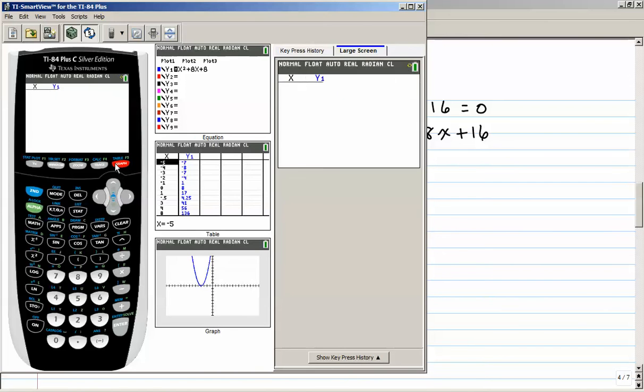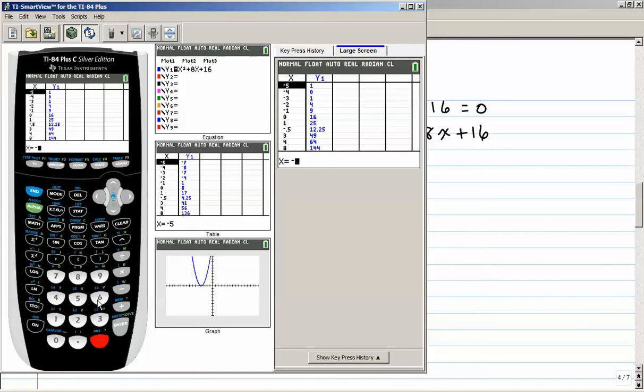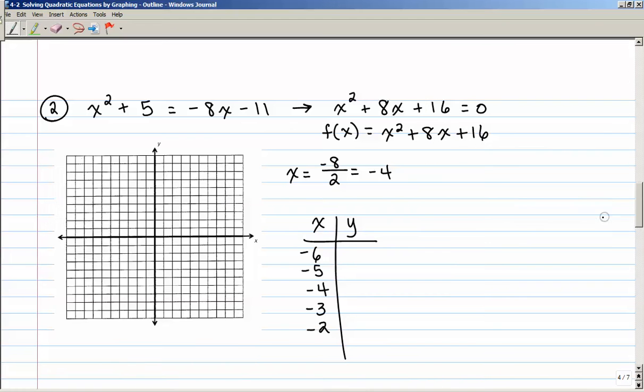So the values I wanted were negative 6, negative 5, negative 4, negative 3, and negative 2. And my y values are 4, 1, 0, 1, and 4. Let's go ahead and fill those in.